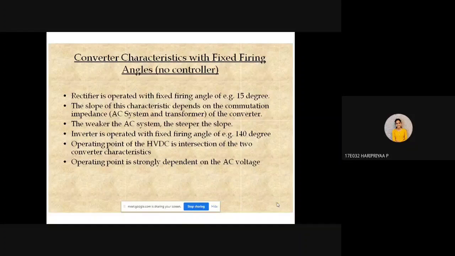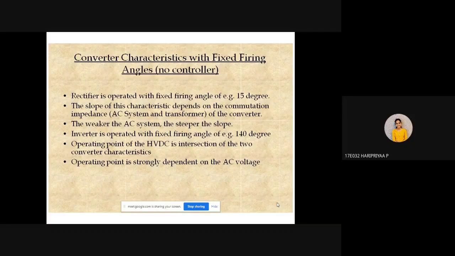Converter characteristics with fixed firing angles. It consists of no controller. Rectifier is operated with the fixed firing angle, for example, at 15 degree. The slope of this characteristic depends on the commutation impedance of the converter. Commutation impedance consists of the AC system and the transformer. The weaker the AC system, the steeper the slope. The inverter is operated at the firing angle of 140 degree.